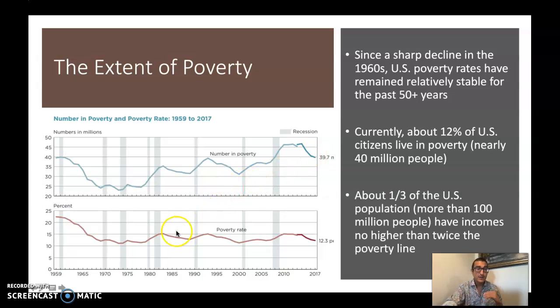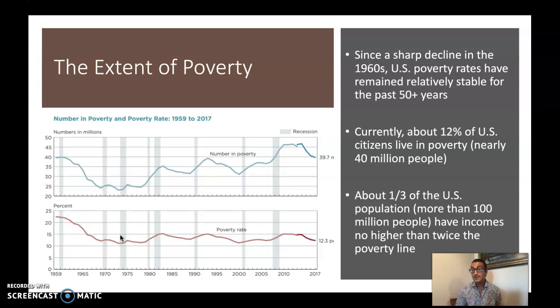So that means that if we keep the rate of poverty the same, the number of people in poverty is still going to climb because the number of people we have in the United States is continuing to grow as well. So if we really want to reduce the actual number of people that we have living in poverty, we need to reduce the rate of poverty. And we have been unsuccessful at that since the 1970s.